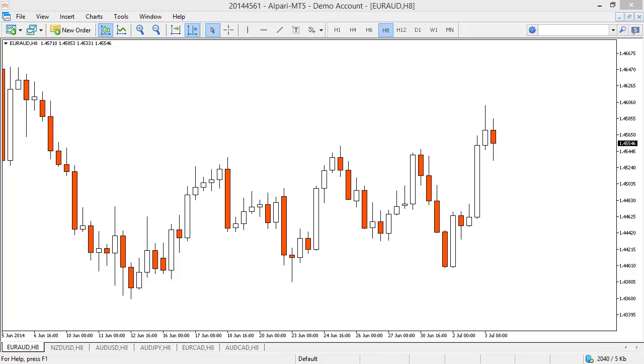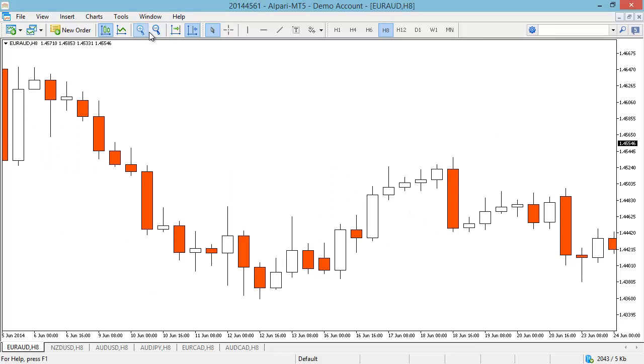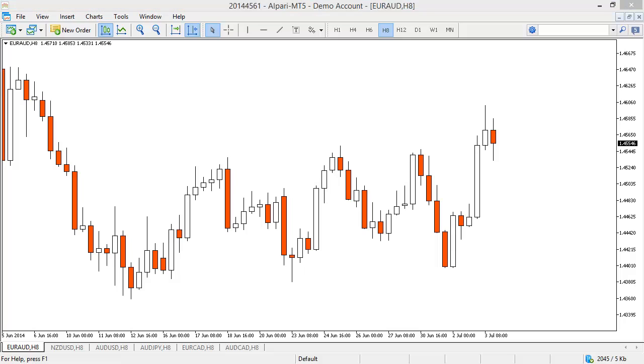Mido is asking, I'm using MT4 and I have a lot of candles. How do I decrease the amount of candles? Oh, you just zoom in or zoom out. Anyway, so let's keep going.